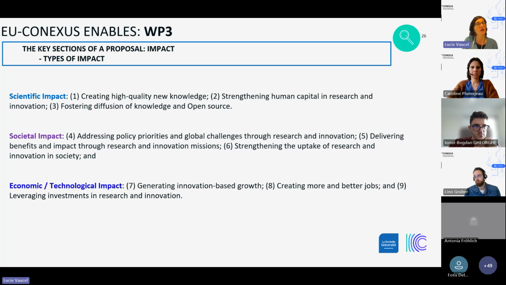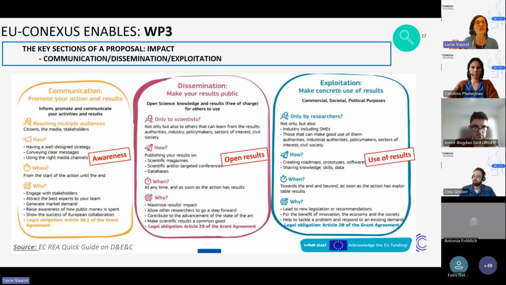After talking about what is an impact and what the different types of impact are, let's move to activities that relate to the way you can reach impact, the way you can increase your research impact. This can be done through communication, dissemination, and exploitation. You have here in this picture the different definitions corresponding to each term.